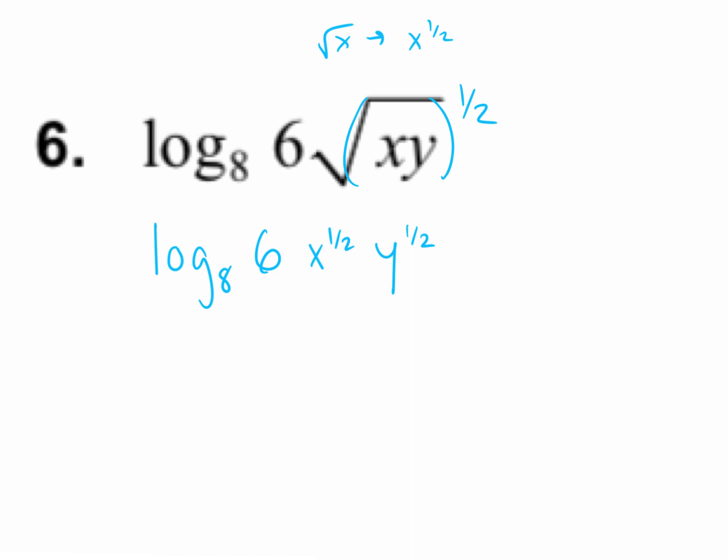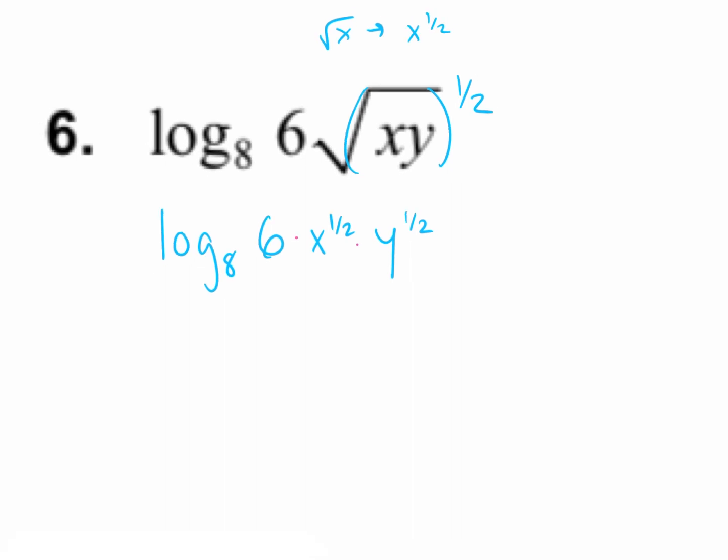Now I'm multiplying the 6, the x to the 1/2 power, and the y. What goes with multiplication? Addition. So how would I write my answer? Or the next step. Let's just do the next step. How would I break this apart with addition? What do I start with? So log base 8 of 6 plus log base 8 of x to the 1/2 power plus log base 8 of y to the 1/2 power.